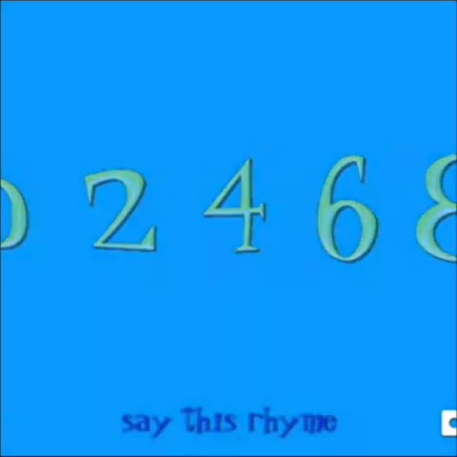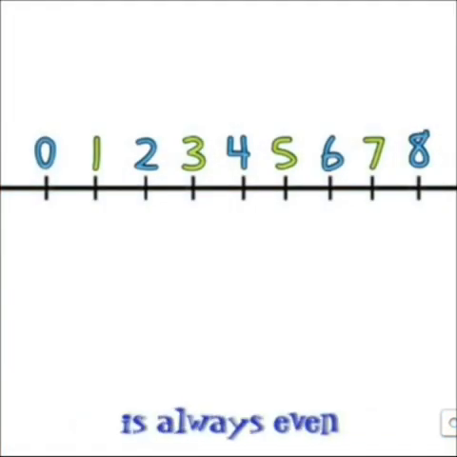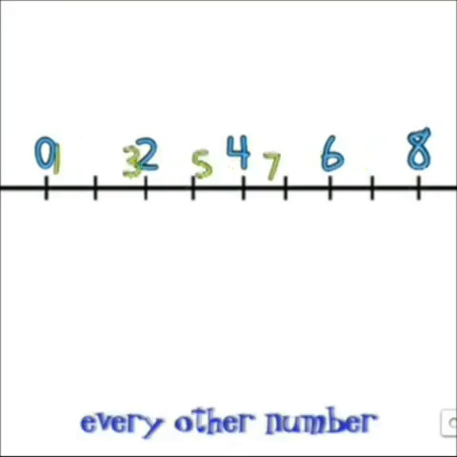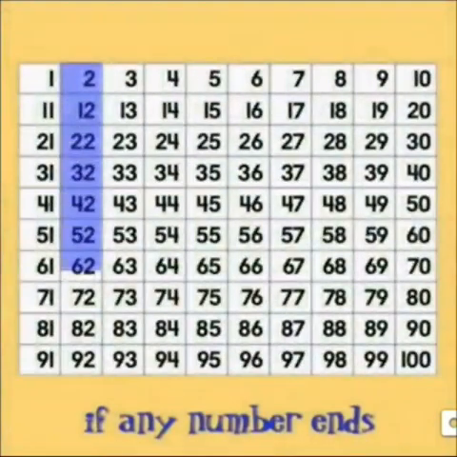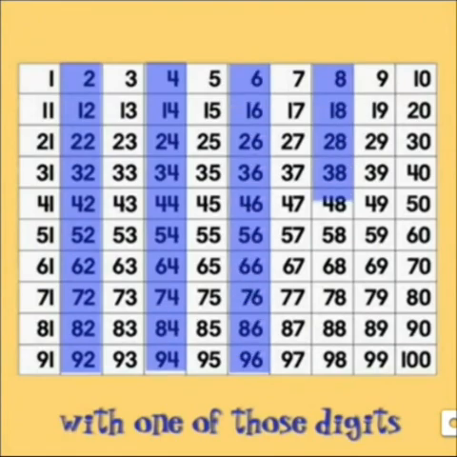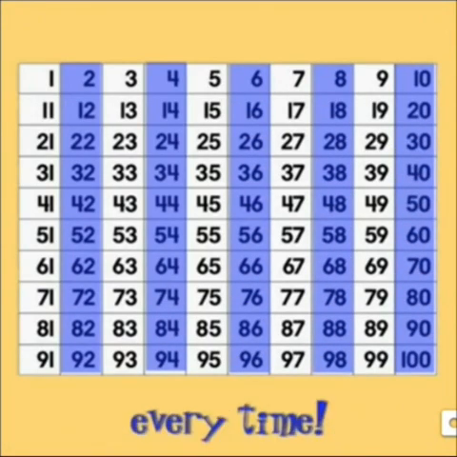0, 2, 4, 6, 8. Say this rhyme. Every other number is always even, every other number on the number line. 0, 2, 4, 6, 8. Say this rhyme. If any number ends with one of those digits, then that number's even every time.